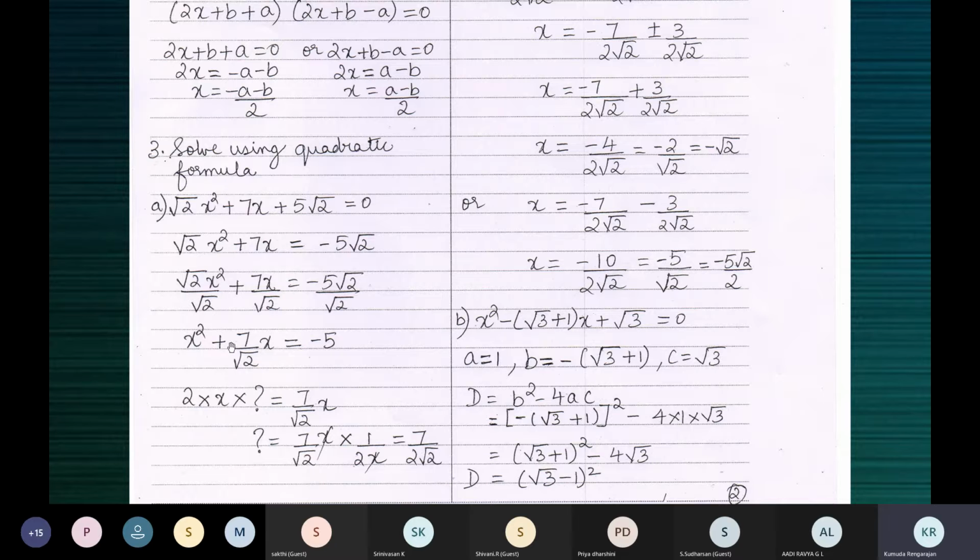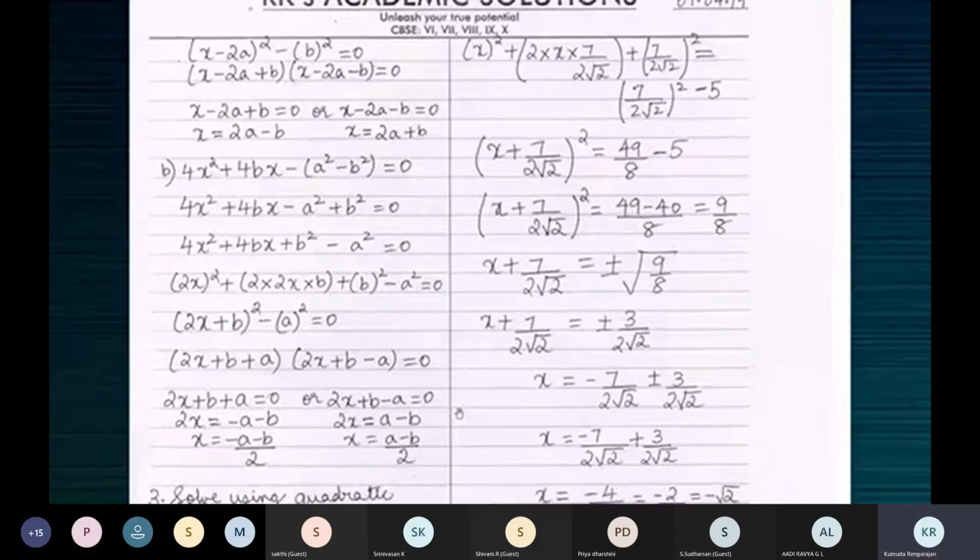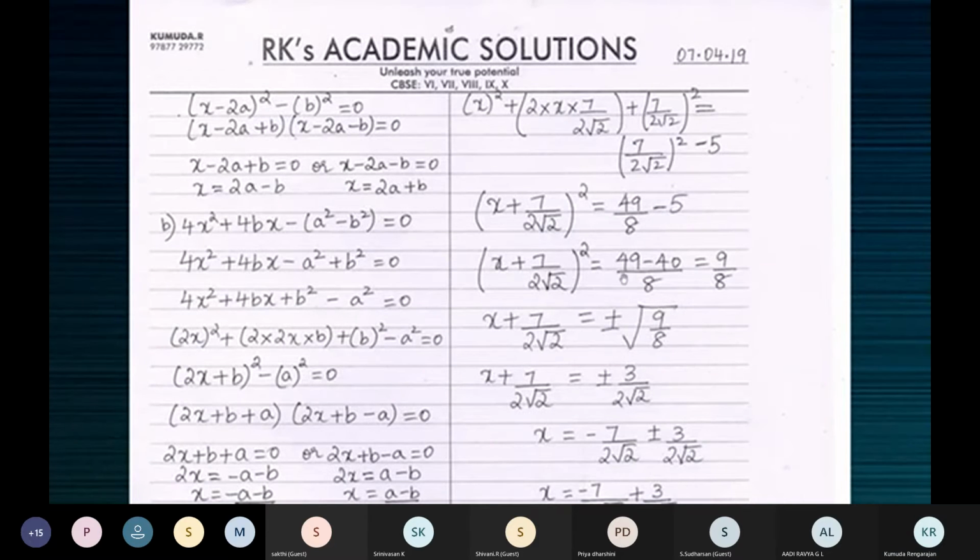So you will always get half the coefficient of x. So half the coefficient of x meaning 7 by 2 root 2. And you'll have to add the square of this one on both the sides. 7 by 2 root 2, the whole square to both the sides, because you're adding the b square term. 7 by 2 root 2, the whole square, we add on both the sides.